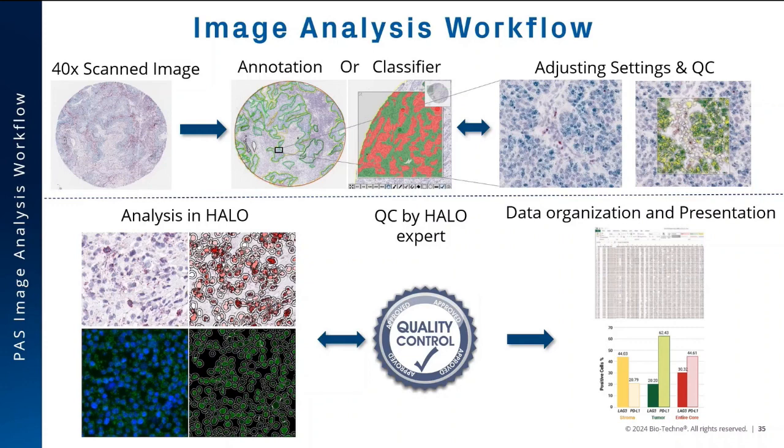Analysis can be selectively performed in regions of interest which are defined according to the objectives of the study. The first step is to annotate the regions of interest for analysis or use a classifier to make sure we identify the right regions of interest. Once the annotations are confirmed, we have the images QC'd by a pathologist. Within any given region of interest, we adjust the analysis settings.